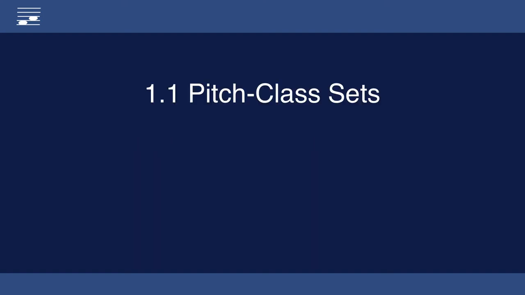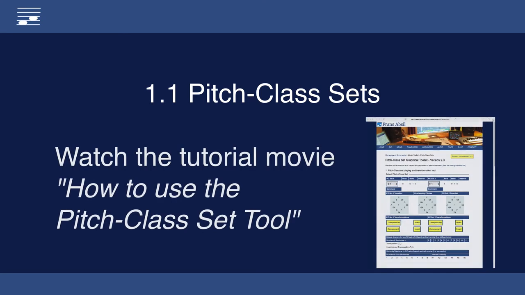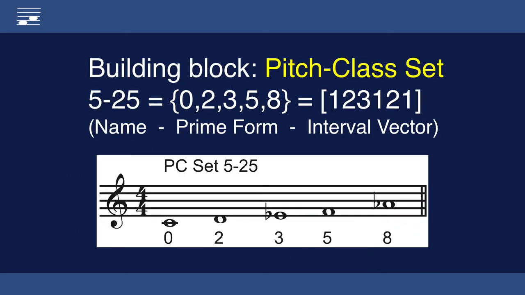One component is the use of pitch class sets, a regular element in atonal music. In the companion video How to use the pitch class set tool, you'll find a detailed analysis of the sets used in this example. The building block is set 525, 5 pitches with a minor chord flavor and containing 3 minor thirds as shown by the third element in the interval vector.